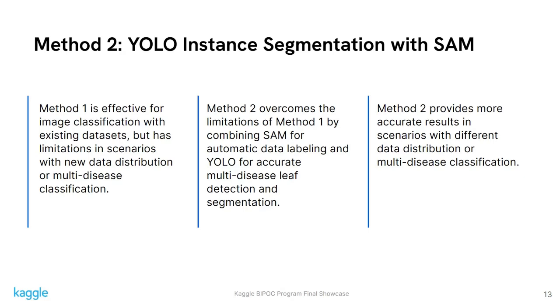Method 1 is effective for image classification but has limitations in scenarios requiring new data distribution or multi-disease detection on a single image. Method 2 overcomes this limitation by combining SAM for automatic data labeling and YOLO for accurate multi-disease leaf detection with very little training data.